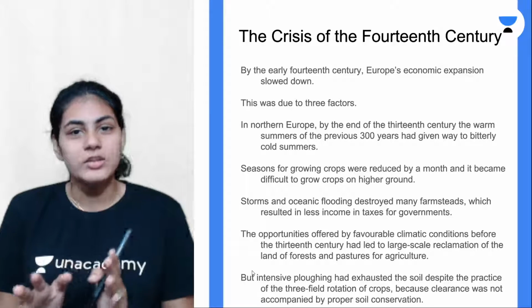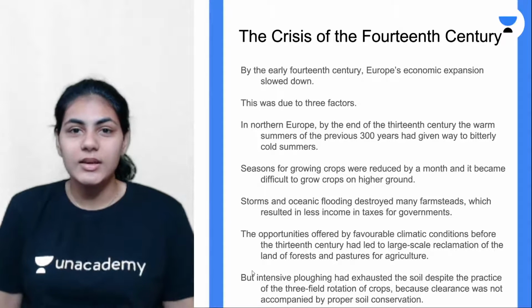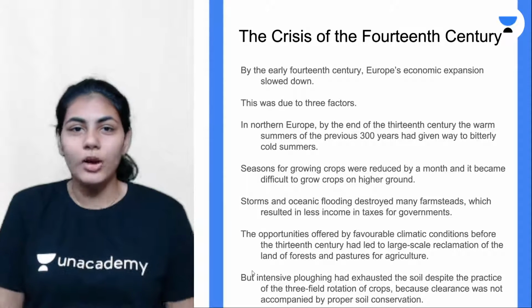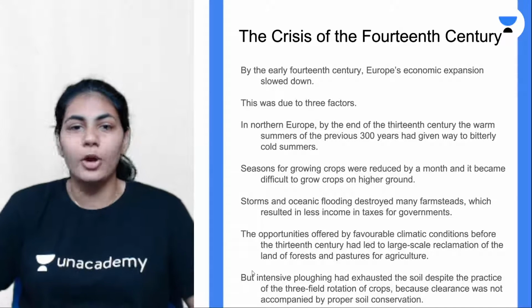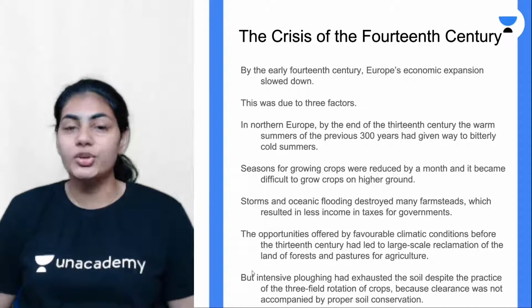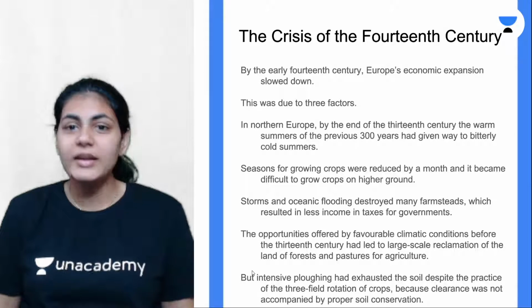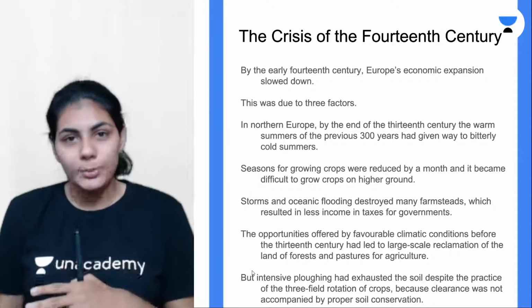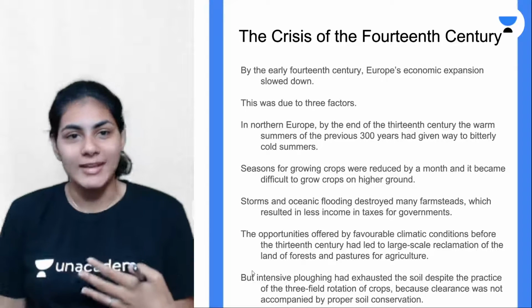Even now it sounds horrible because nothing is going right. Environment is not proper, man-made factors are not proper, there are floods, there are climatic problems, no nutrients in the soil, like everything is a problem, right? Apart from these there are also other problems. We'll discuss them in the next slide.